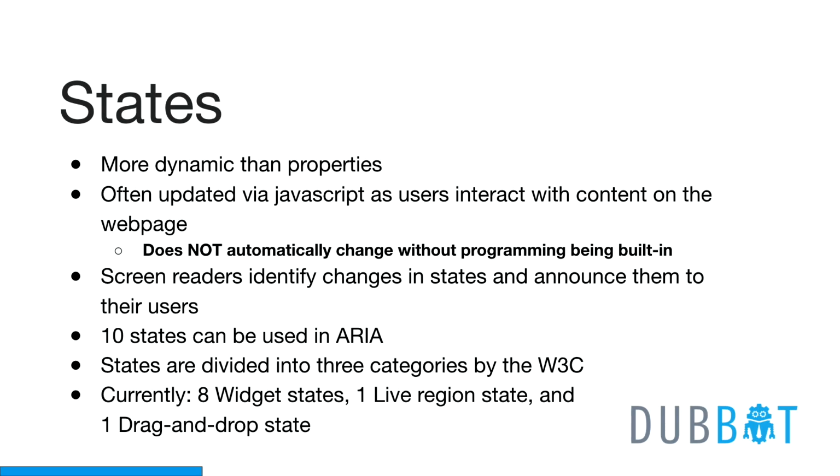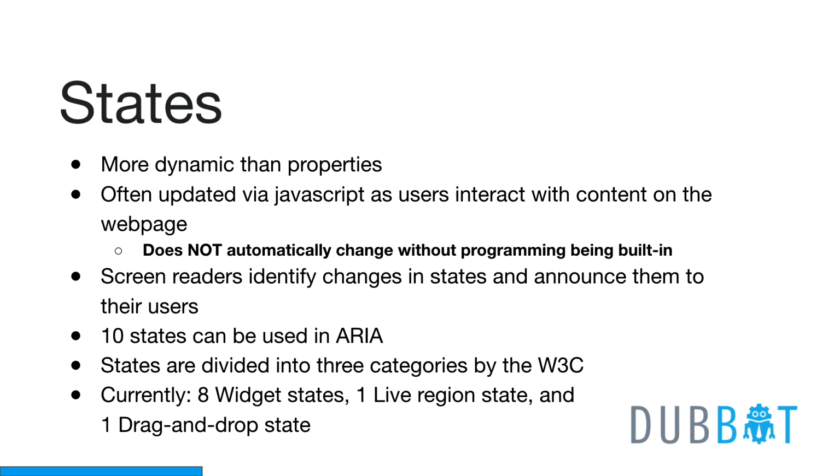So that brings us to states. States are more dynamic than properties. States are updated via JavaScript as users interact with the content on the web page. It's worth noting that this requires programming. So it's not automatically updated just because you click on something. It doesn't automatically get selected. You have to add that programming in.